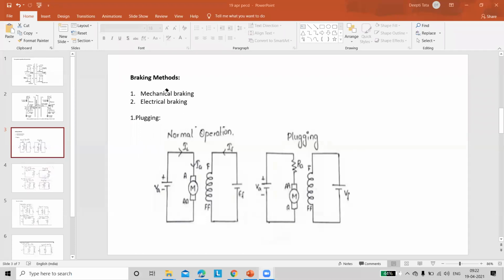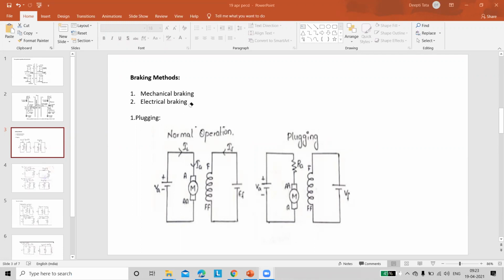But listen, nowadays people do not prefer only electrical braking. Most of the people prefer mechanical braking together with electrical braking. The combination of braking is preferable nowadays. So our next topic is electrical braking.